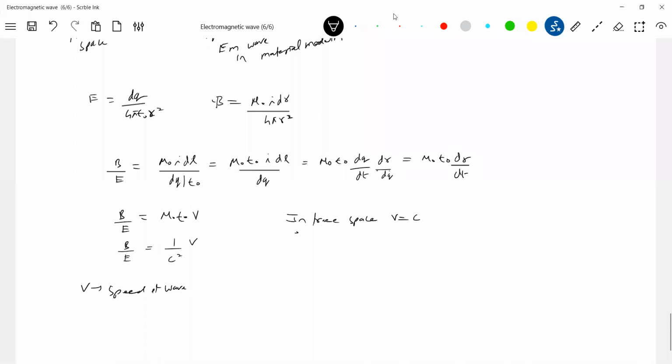Okay, therefore, what can I write? B by E is equal to 1 by c square into c. So therefore, BC is equal to E. And what is B? Magnetic field at any instant of time. So this can also be written B naught c equal to E naught. So there's one relationship. So like this, we are trying to relate the speed of light with magnetic and electric field.